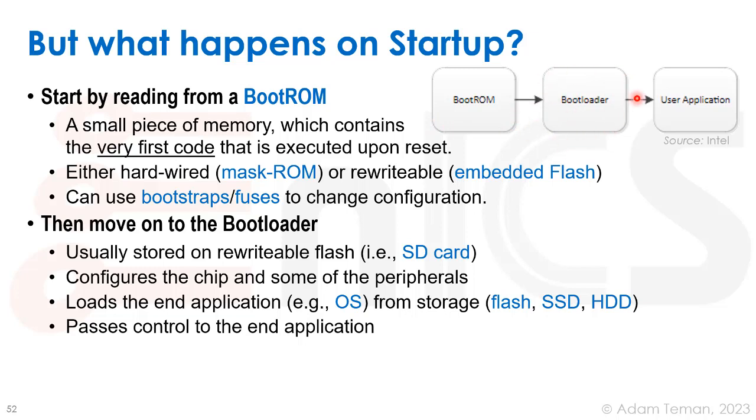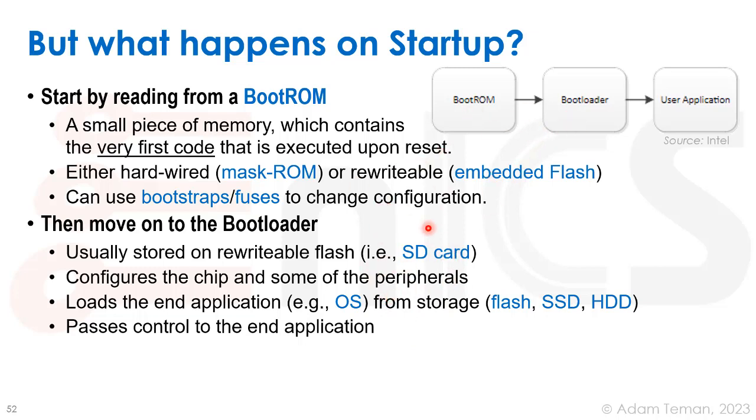The bootloader is a kind of secondary stage that we have, which is usually stored on some rewritable material like an SD card, some sort of flash card or something like that. And it's much larger. It will configure the chip and some of the peripherals. It may do things like load the end application, like an operating system, which is actually stored on a bigger type of storage like a real big flash disk, SSD, or even a hard drive. And then at the end, it's going to pass control to the end application, which is going to keep running, in our infinite loop, whatever the router does or whatever our application is.